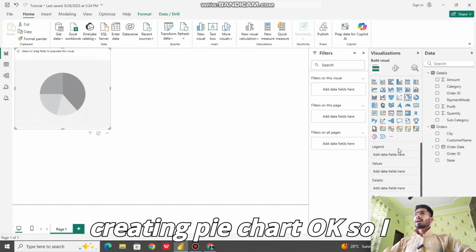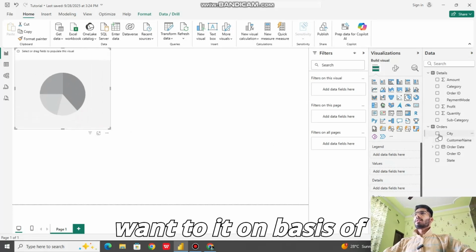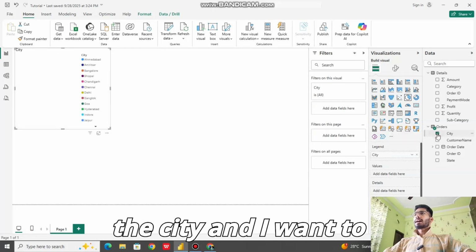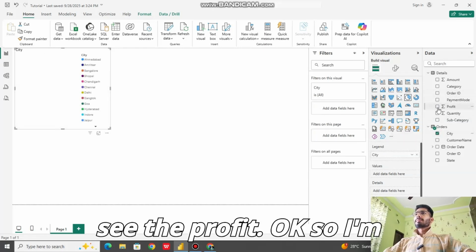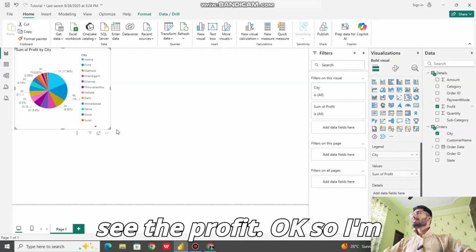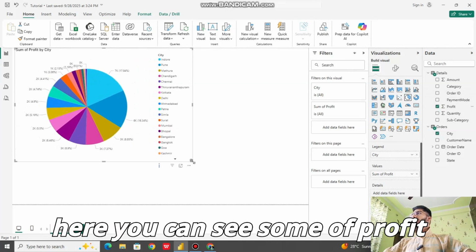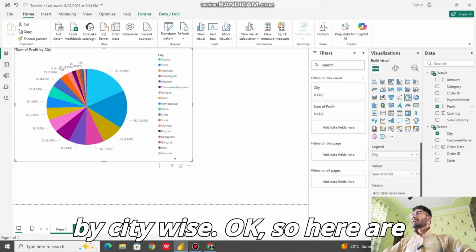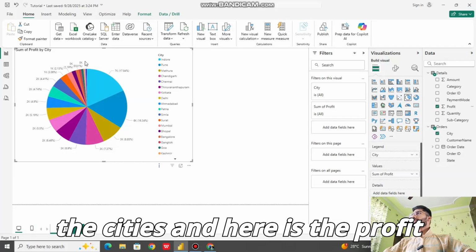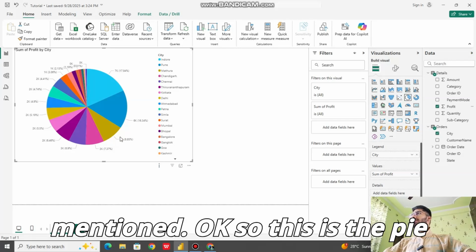Okay, so I want it on the basis of the city and I want to see the profit. Okay, so I am seeing the profit city wise. So here you can see sum of profit by city. Okay, so here are the cities and here is the profit mentioned. Okay, so this is the pie chart.